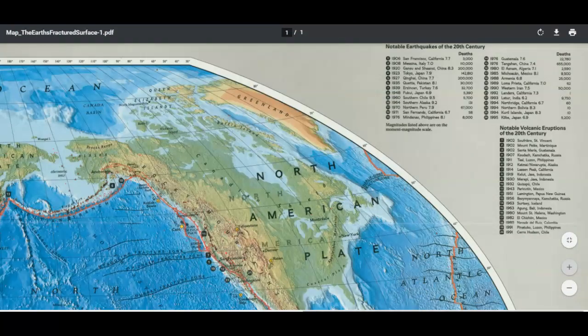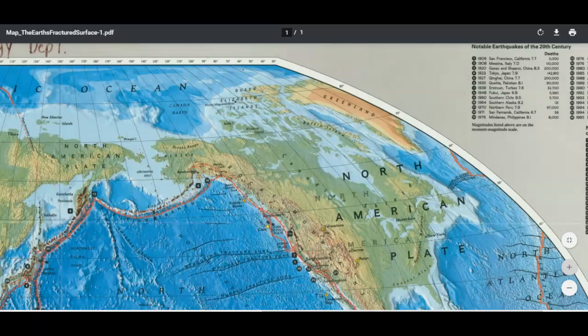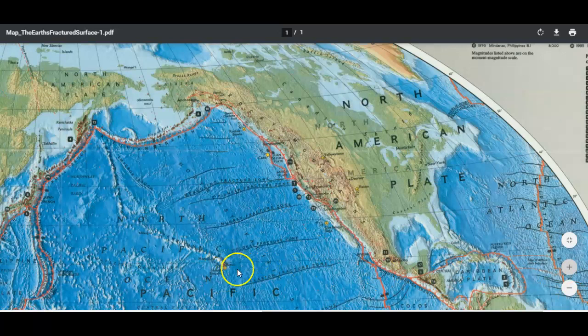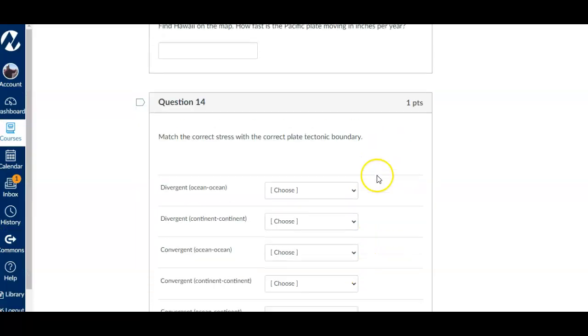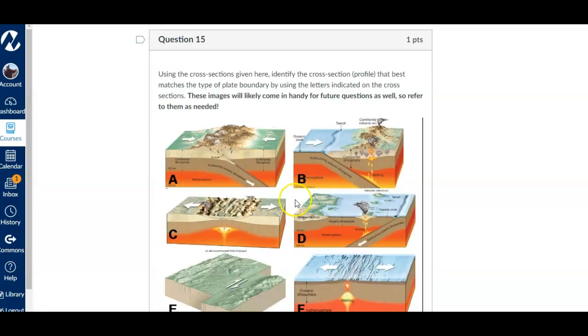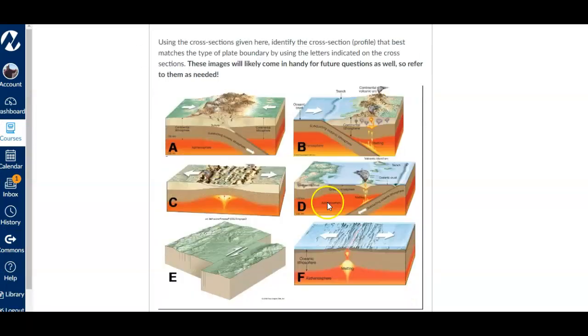But if we move around just to help you out here, where do we have Hawaii? It's sitting right here. This is Hawaii. So here's the North American plate, right? We're sitting about here in Arizona. So off in the Pacific Ocean is Hawaii. You can take a look at that to answer that question. And then it's going to ask you to look at some of these images and match up what type of boundary we see here.